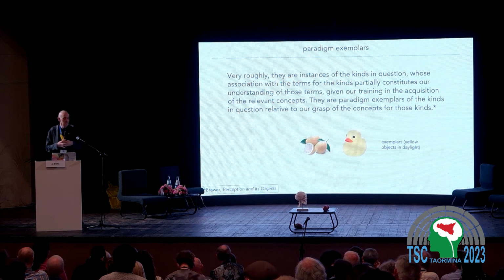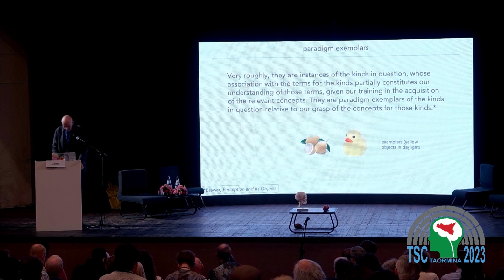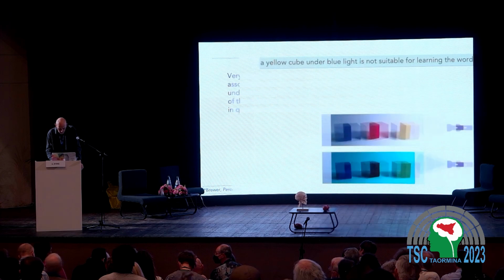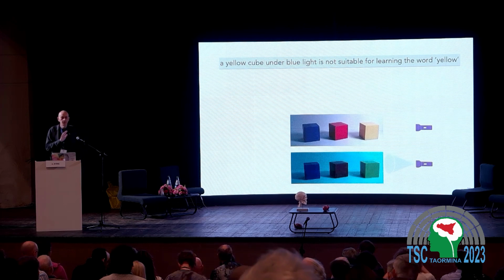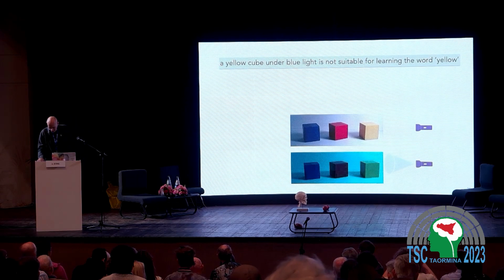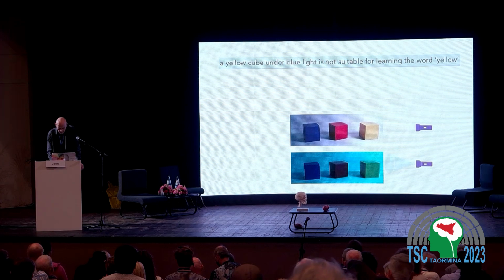A yellow object that looks green, for example, is not a paradigm exemplar of yellowness. Even though it is yellow, you couldn't use the yellow banana that looks green to teach someone what the English word yellow or the Italian word giallo meant. Okay, so now this is the first worry for the intrusion of looks into the explanation of these technical terms. A yellow cube under blue light is not suitable for learning the word yellow. So it's not a paradigm exemplar of yellowness in Brewer's sense.